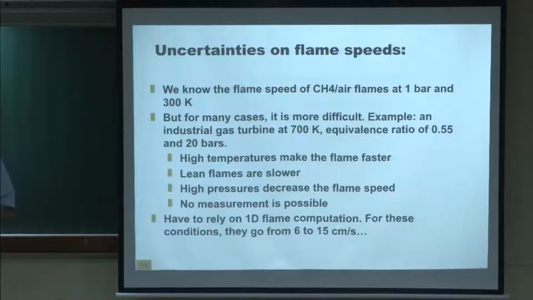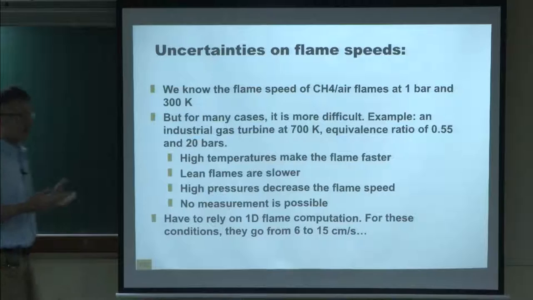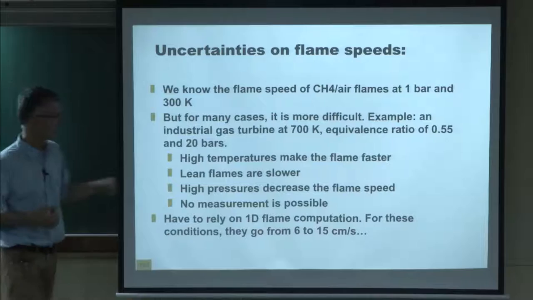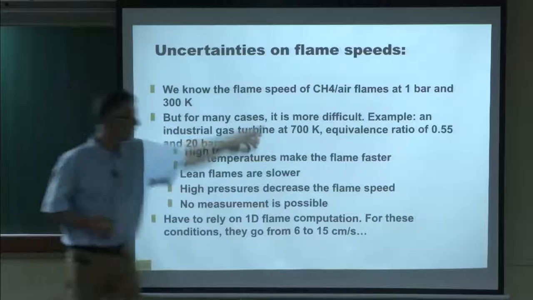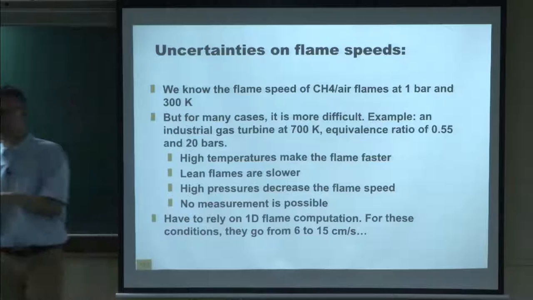And so there's a basic question, which is, what is the flame speed there? Well, you cannot make the measurement, or Siemens would have to pay for that, but that's a difficult experiment. We know that because it's hot, the flame goes faster, but we know that because it's lean, the flame is slower, and we know that because the pressure is high, the flame speed also is less, and we cannot do any measurement. So what do we do?